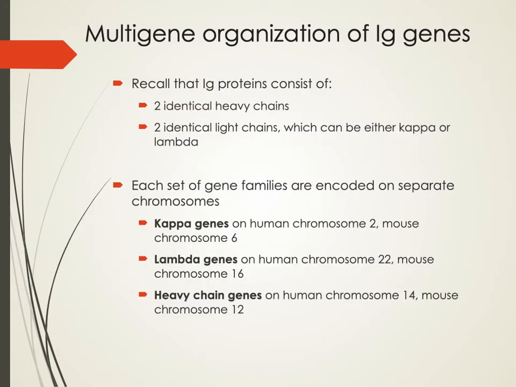So when we look at the proteins that will end up making up our immunoglobulin and our antibody, we are going to have 2 identical heavy chains and 2 identical light chains, okay? The light chain can either be kappa or lambda, okay?